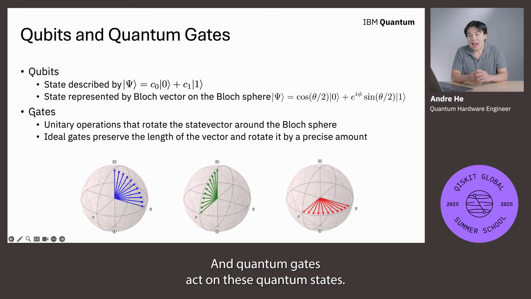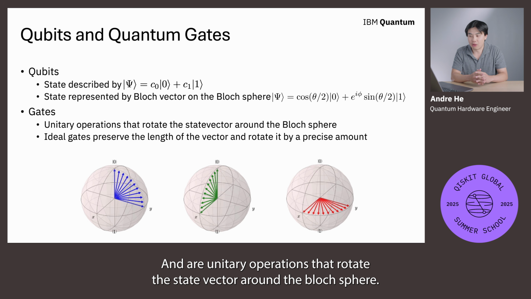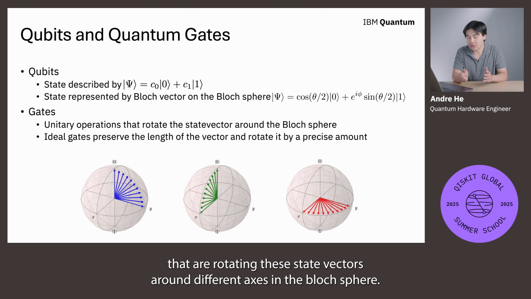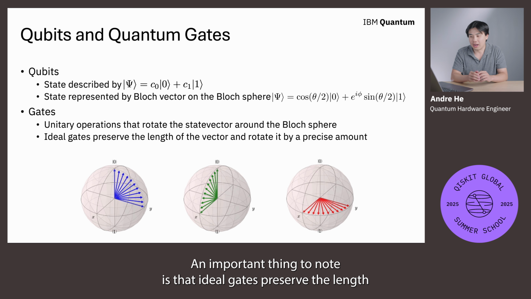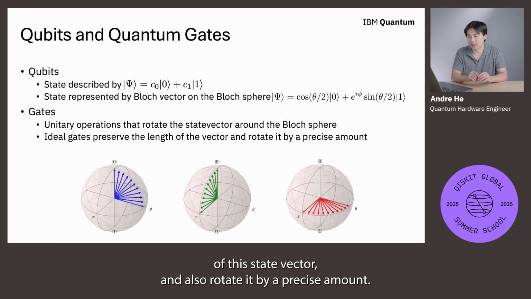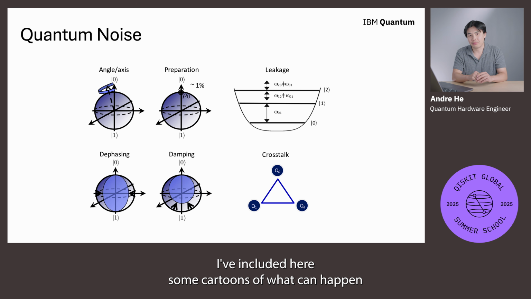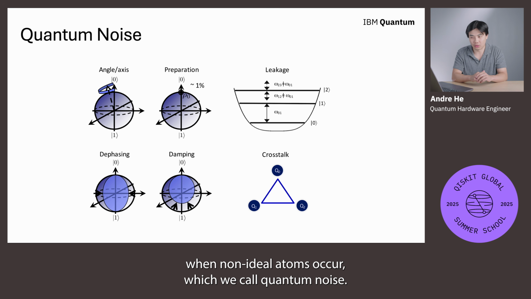Quantum gates act on these quantum states and are unitary operations that rotate the state vector around the Bloch sphere. For example, here we have examples of quantum gates that are rotating these state vectors around different axes in the Bloch sphere. An important thing to note is that ideal gates preserve the length of this state vector and also rotate it by a precise amount. And now, having just gone over the ideal case for these unitary transformations, I've included here some cartoons of what can happen when non-idealities occur, which we call quantum noise.